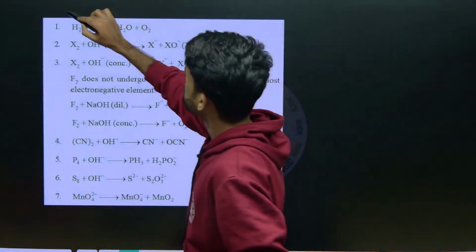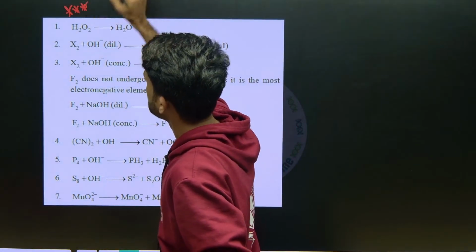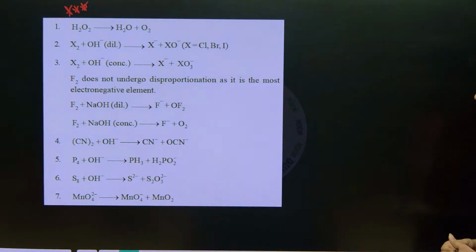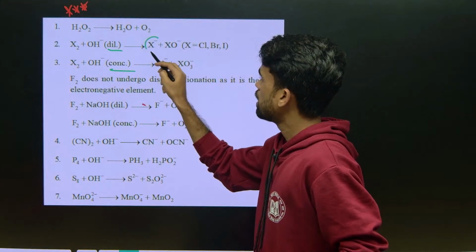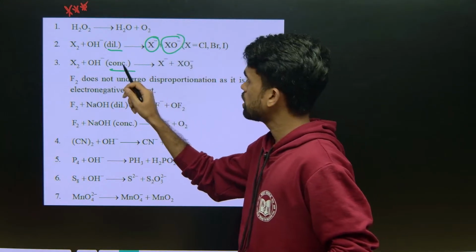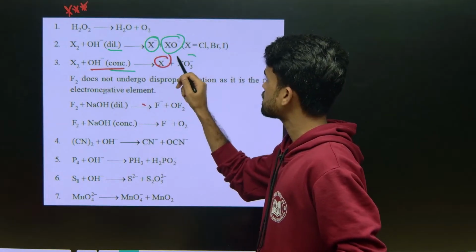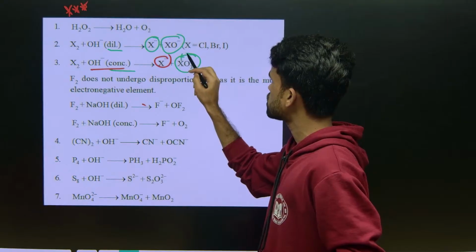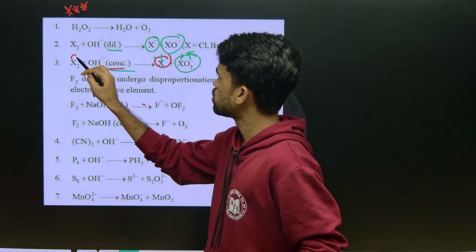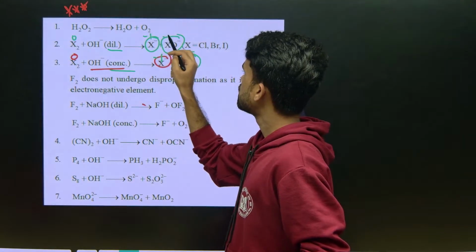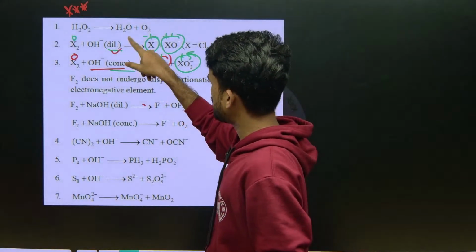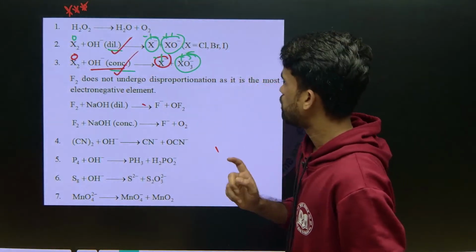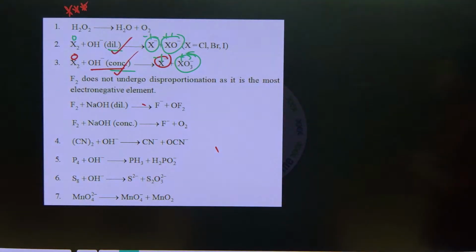You must know these examples of disproportionation reactions that we discussed in the last class, because there will be an effect of concentration. Like with dilute NaOH, you will get halide ion and hypohalite ion. If you take concentrated, you will get halide ion and halate ion, with +5 oxidation state in this case and -1 here, 0 here, and +1 here. Different oxidation state products are formed by taking different concentrations of the base, OH minus.